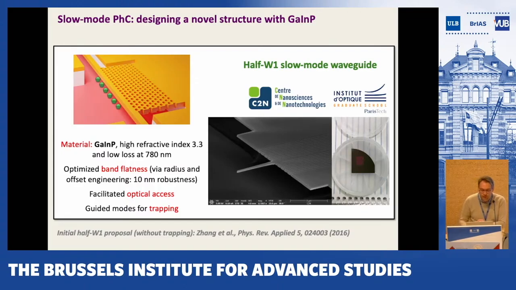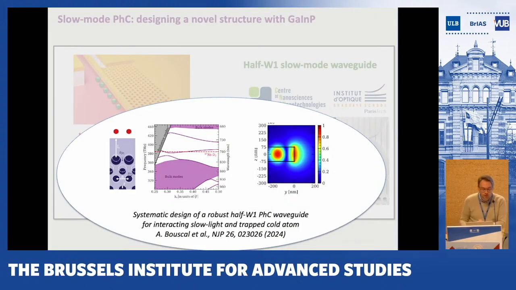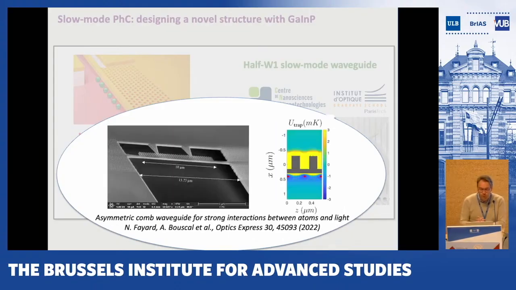And this is the first waveguide that you can see here with a taper to couple the light. So two proposals, this one which is what we call a half W1, where we can trap the atom something like 100 nanometers from the surface. And we had even another proposal that we are studying. We also did the fabrication, you can see here, which is a comb waveguide, which has different properties close to the band edge, and we want to study how that will influence the light-matter interaction.